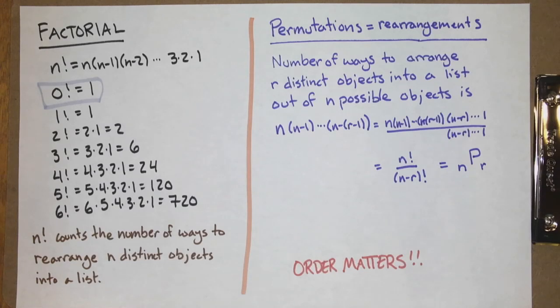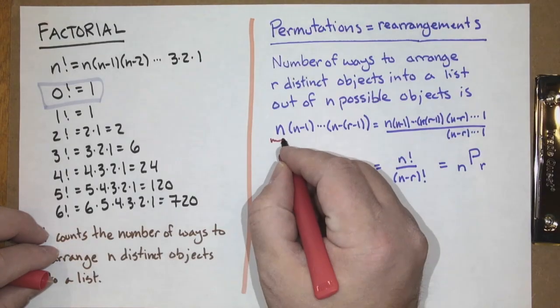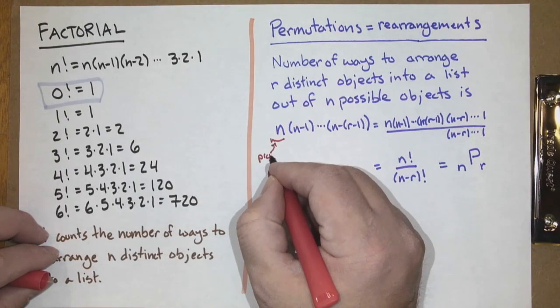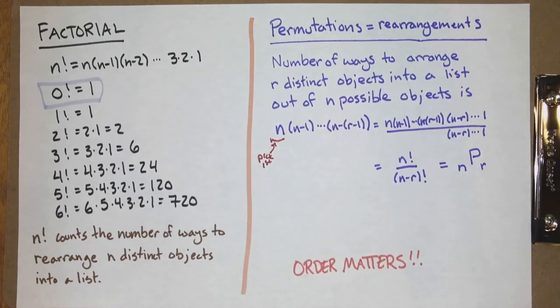This is the number of ways to arrange r distinct objects into a list out of n possible objects. So I have a pool. There's a collection of n objects, and I'm going to select r of them out. So it's like I pick the first one, I pick the second one, I pick the third one, up until I pick the rth one. So how many ways are there to do that? Well, I say, okay, I pick the first one, and I have n objects. So there's n ways for me to pick the first one.